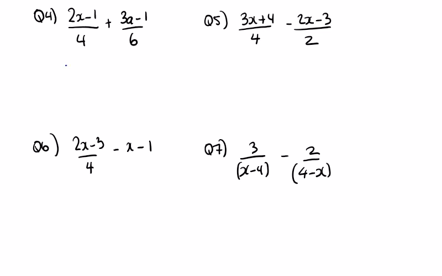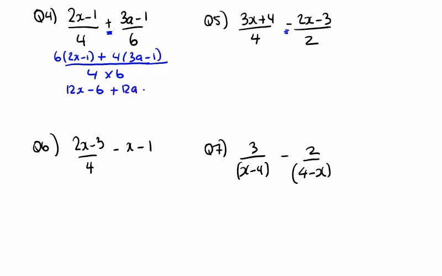Question 4, on the bottom, 4 by 6. On the top, 6 by 2x minus 1. This sign's really important because when we look over to the next question, there's a minus. This is where people start making mistakes. So plus 4 by 3a minus 1. So we're going to get 12x minus 6 plus 12a minus 4 over 24. Now, these are not like terms, so we just have 12x plus 12a minus 10 over 24.